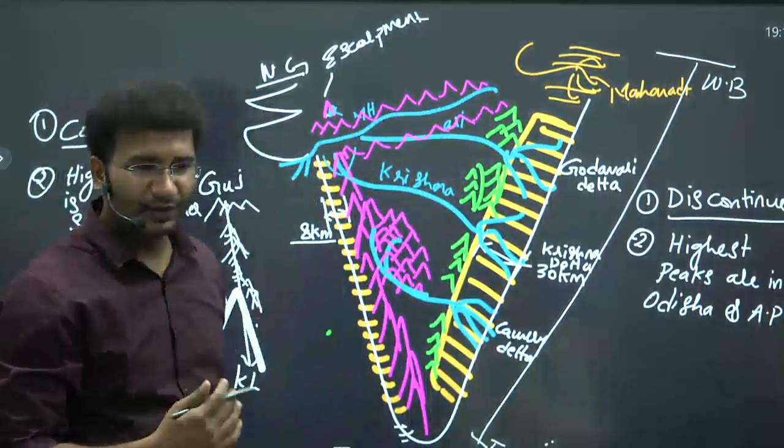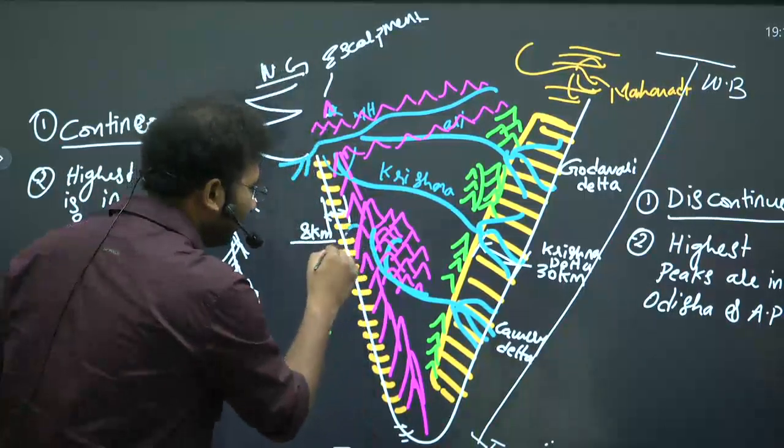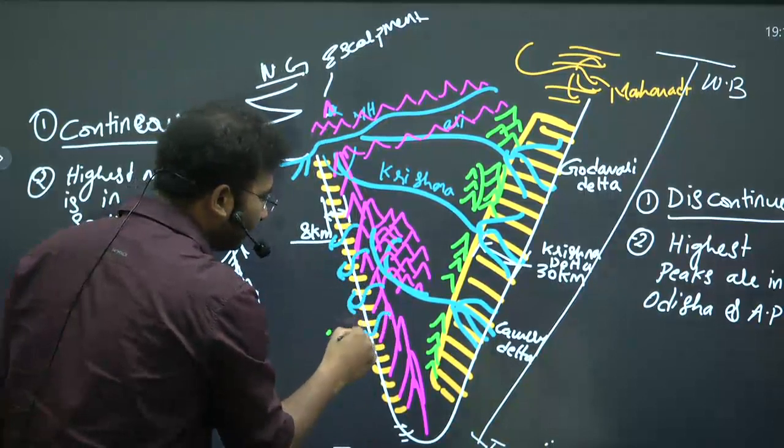Tapi, all these west flowing rivers are small rivers. You can look into your atlas and you can find there are some small west flowing rivers.